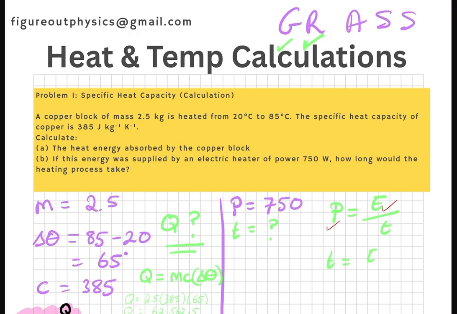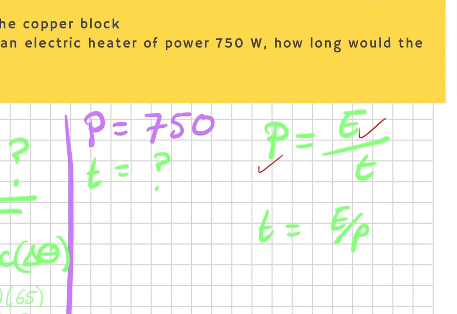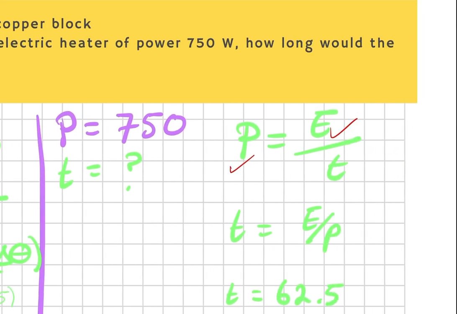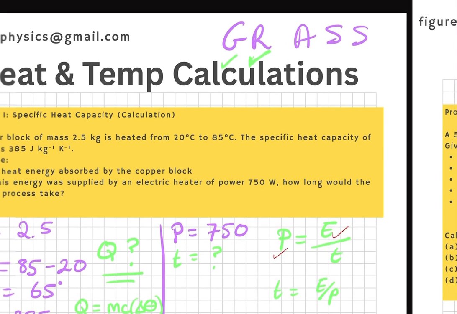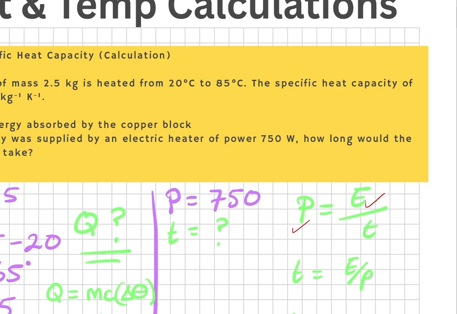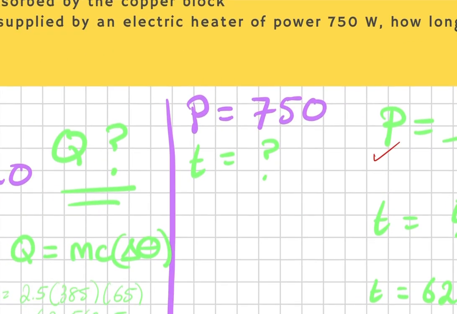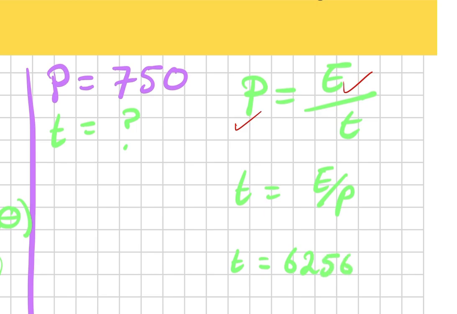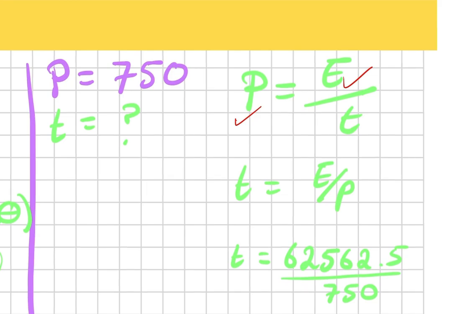Time is equal to energy divided by power. Energy is 62.56, or let's be more accurate, let's put the whole thing that we got, 62,562.5, divided by power, which is 750. That means our time is 83.42. And then here's the question, what are the units?